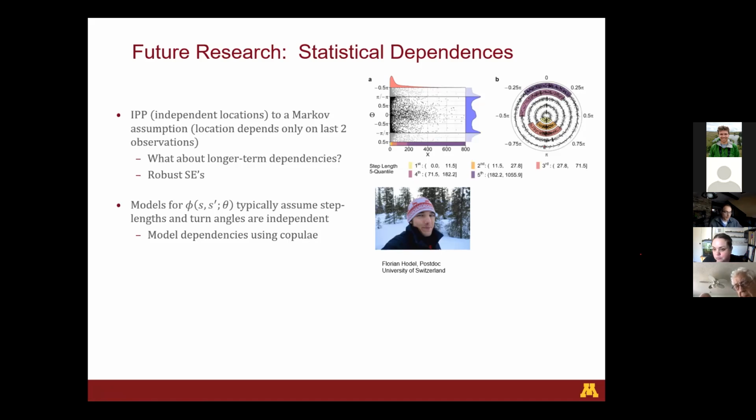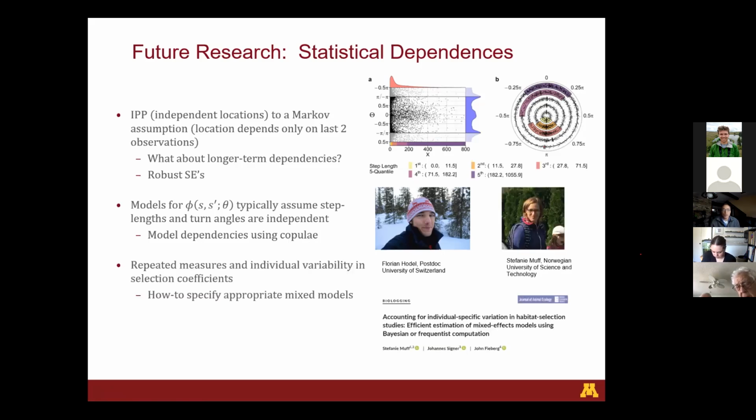In addition, when we have telemetry data and we're capturing locations on individual animals over time, we have repeated measures, and that also leads to correlated data. And that can be accounted for using hierarchical models, random effect or mixed effect models. And in the past 2 years, I've been working with Stephanie Muff and again, Johannes Signer on approaches to develop hierarchical models in this context. But there's still quite a bit of work that needs to be done there, I think, to think about how to appropriately specify mixed models in this context, and look to see how robust they are to various assumptions about the distribution of random effects across individuals.